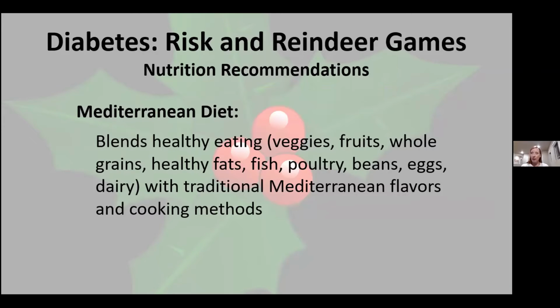The Mediterranean diet, I've been hearing more and more of this brought in. It's not diabetes related, but I actually read something a couple weeks ago that this is helpful, or could be helpful, to prevent Alzheimer's. So that's cool. The Mediterranean diet blends healthy eating, which is veggies, fruits, whole grains, healthy fats, fish, poultry, beans, eggs, and dairy, with traditional Mediterranean flavors and cooking methods.